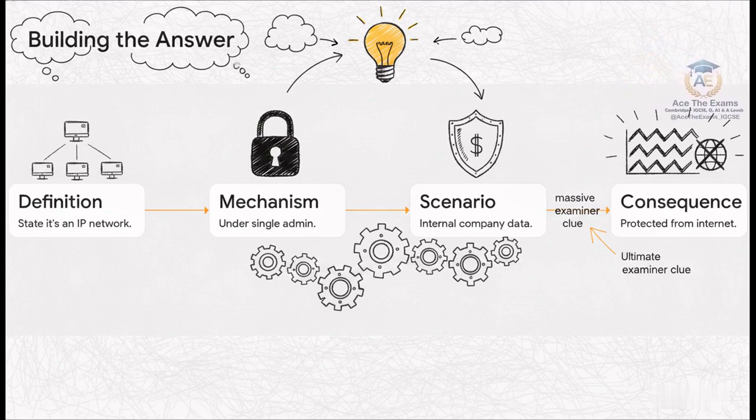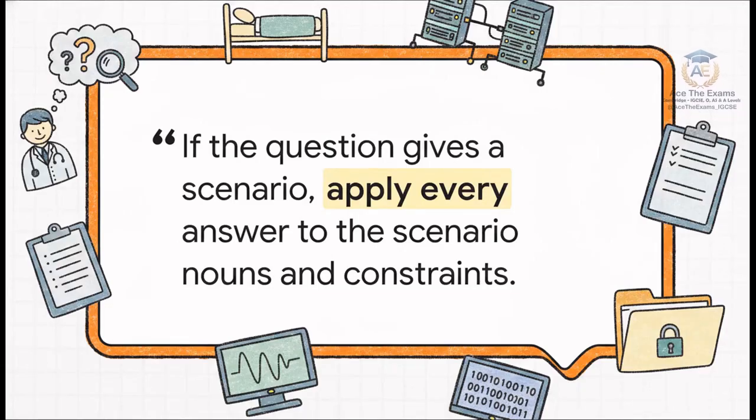And that ultimate examiner clue we teased? Yeah, it's step 3, the scenario example. We really need to drive home this final, uncompromising rule. If the question gives a scenario, apply every answer to the scenario nouns and constraints. What does that mean? Well, if the exam question is talking about a hospital's network, do not talk about some generic office building. Talk about the doctors, the patient records, the hospital wards. Those are your scenario nouns. If you fail to use them, you literally lose the application marks instantly. No debate. It really is that simple.